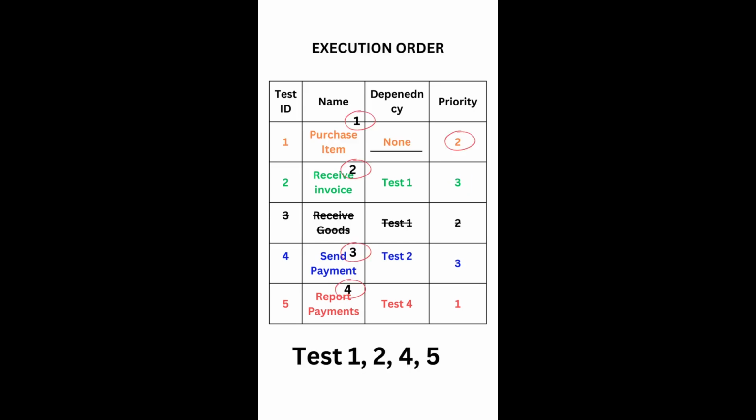Move to test 1, it has priority 2, dependency none. It is understood every test depends on it. So, now the execution order will be test 1, test 2, test 4, test 5. And the last one is test 3, since test 5 is not dependent on it.